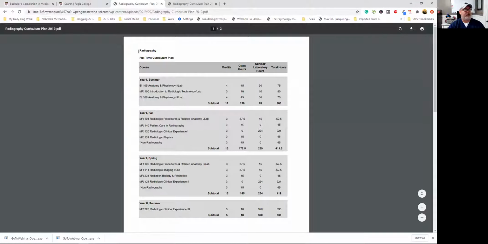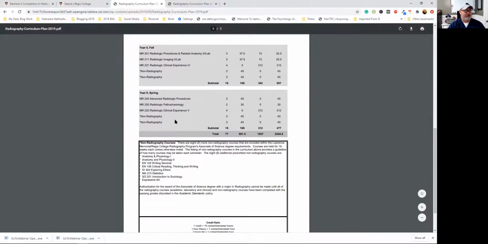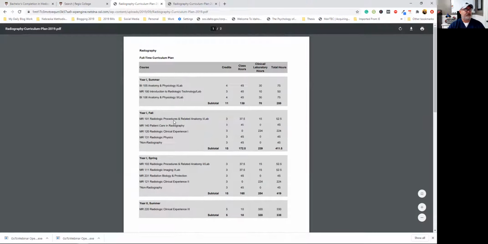So this is a radiography program, full-time curriculum, and they break it down by semesters. Typically, like this one, it has a summer semester, a fall and a spring, and then a second summer, and then a second fall and spring, and then you're done. So you start in the summer and they give you three classes and they go by credit hours, which is based on how many hours of class. And they show you that in column two.